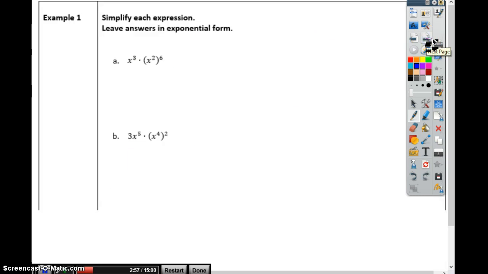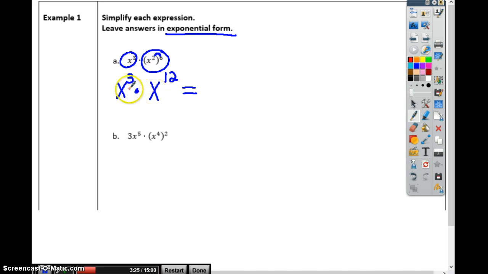Now here it says simplify each expression. Leave answers in exponential form. Now when we take the first term, we have x cubed times, because that can't be simplified anymore. But now I look at this term. I have a power to a power here. I can simplify that. That becomes x to the 2 times 6 is 12th power. Now I know those are simplified, so x times x to the 12th. Now we're multiplying. We add our exponents. We get x to the 15th power.